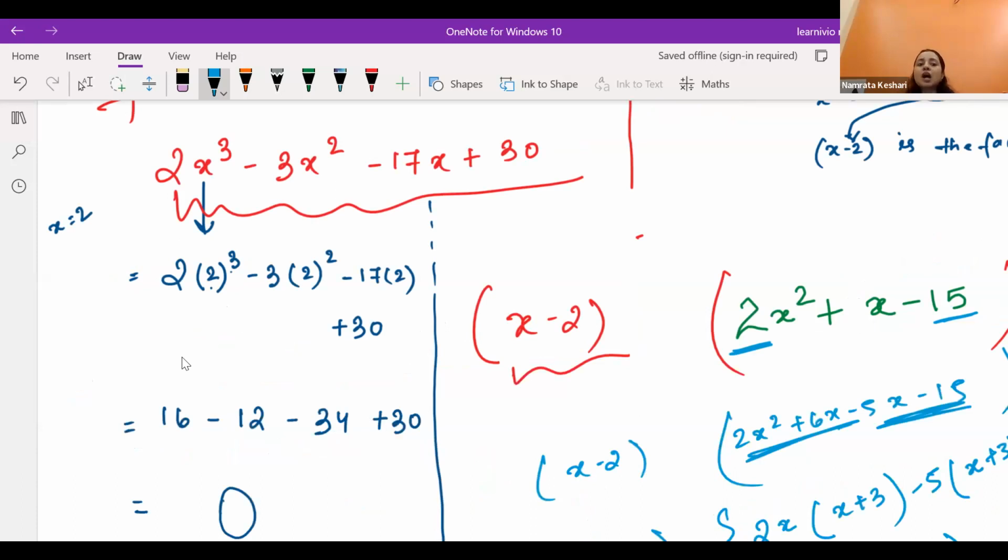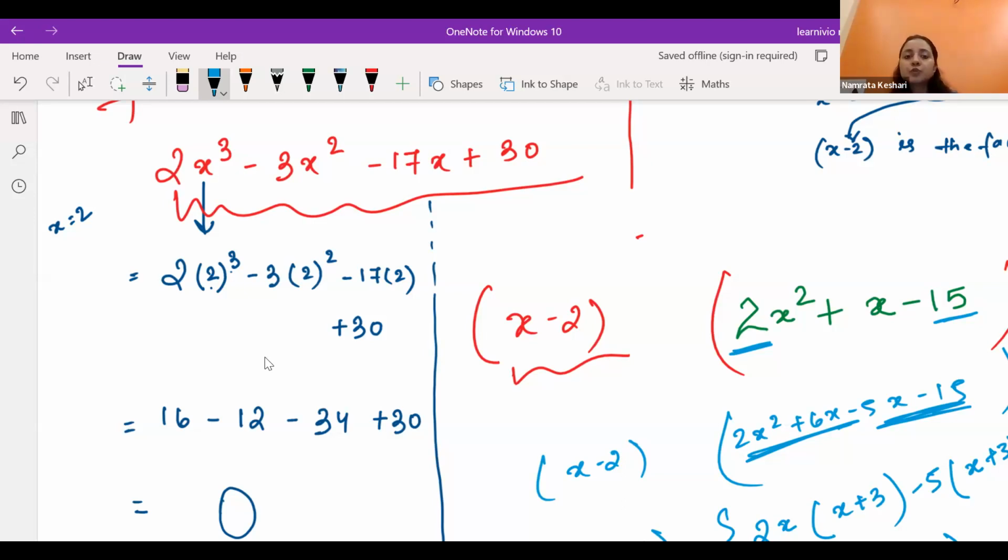Otherwise, we would have started with x equals 1, checked it, and then x equals 2, of course, after that. So directly we took x equals 2 and we realized, yes, it is one of the zeros. If it is one of the zeros, then x minus 2 is one of the factors. Then what is the remaining factor? Let's do the division to check it. By doing the division, we got it. Then we did the splitting of the middle term to get the remaining part.